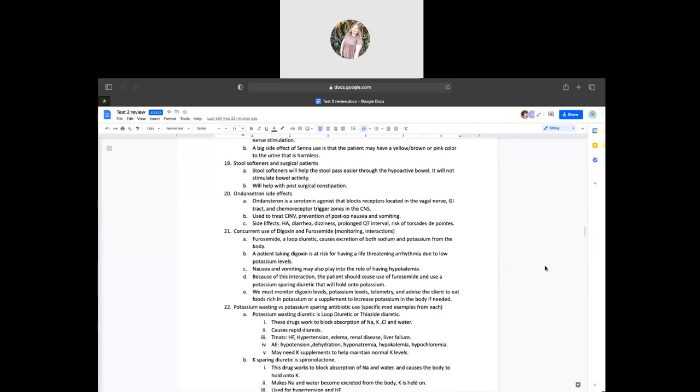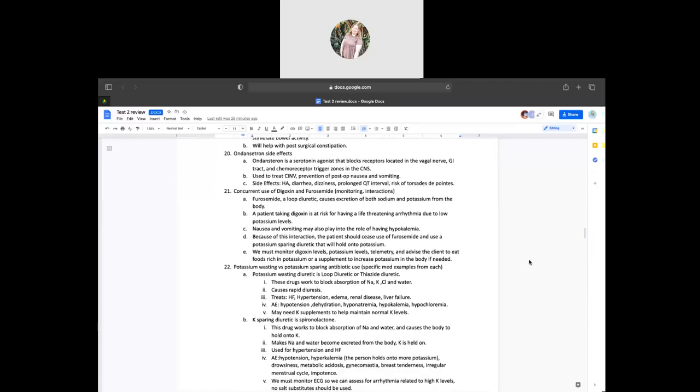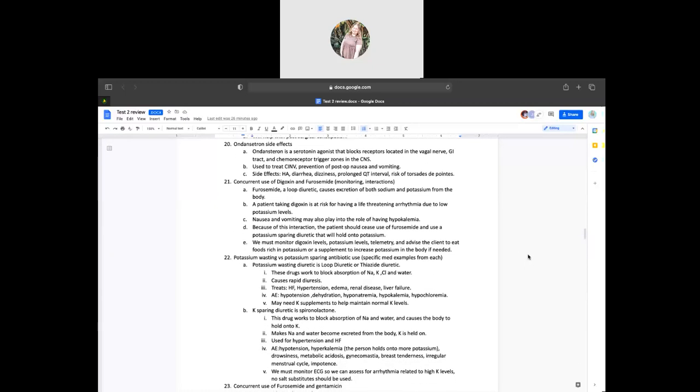So now we're going to talk about probably a very common medication, ondansetron. Ondansetron is a serotonin antagonist that blocks receptors in the vagal nerve, GI tract, and chemoreceptor trigger zones in the central nervous system. So ondansetron is used to treat a lot of your nausea and vomiting for various different conditions, for various different medications. We can use it to treat chemotherapy-induced nausea and vomiting or post-op nausea and vomiting, but it's also going to be given a lot for just any nausea and vomiting.